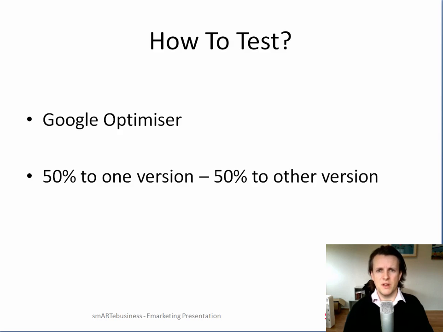So visitor 1 would get variation A, and visitor 2 would get variation B, and then visitor 3 would get variation A again. So you're splitting in real time. You're not sending 50% of traffic to one version one week and 50% of traffic to the next version the next week.